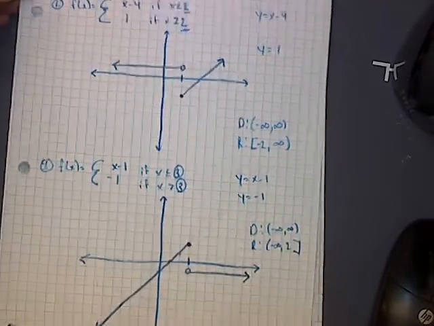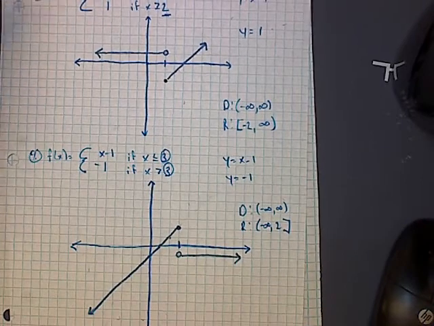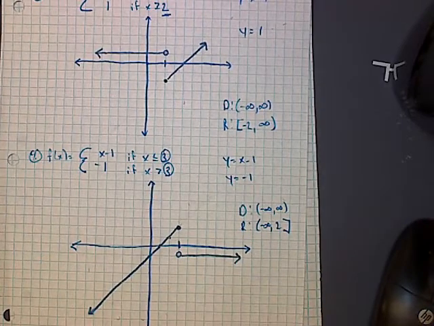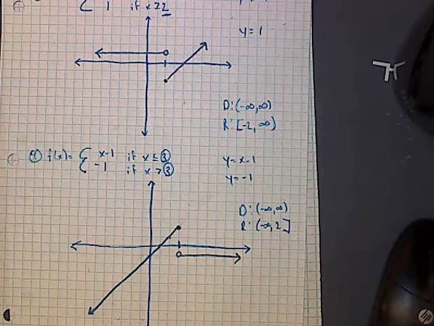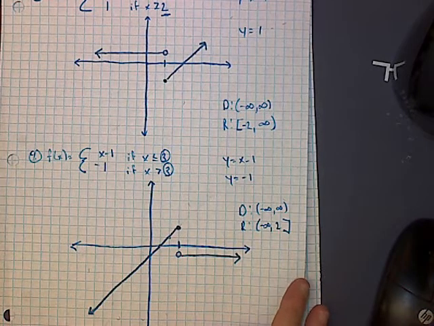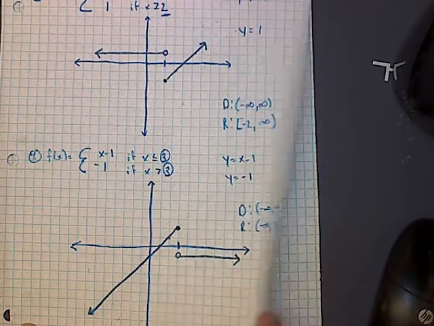Take a moment to look at that. All right, let's look at 7 and 10. That involves 3 pieces.